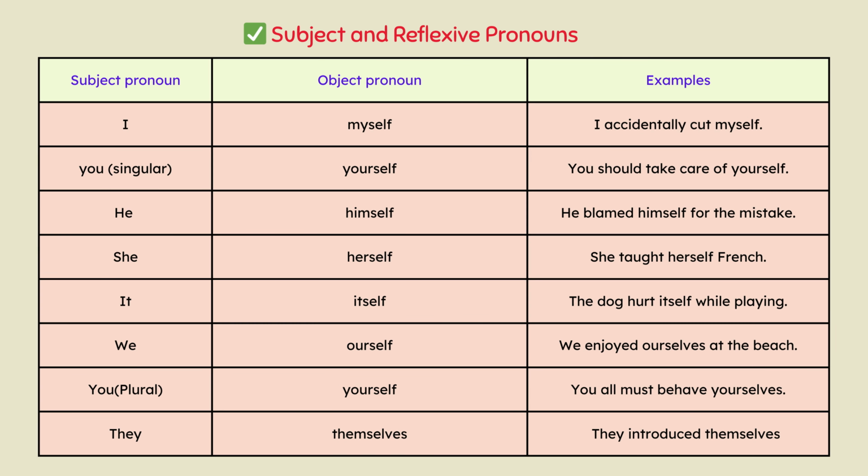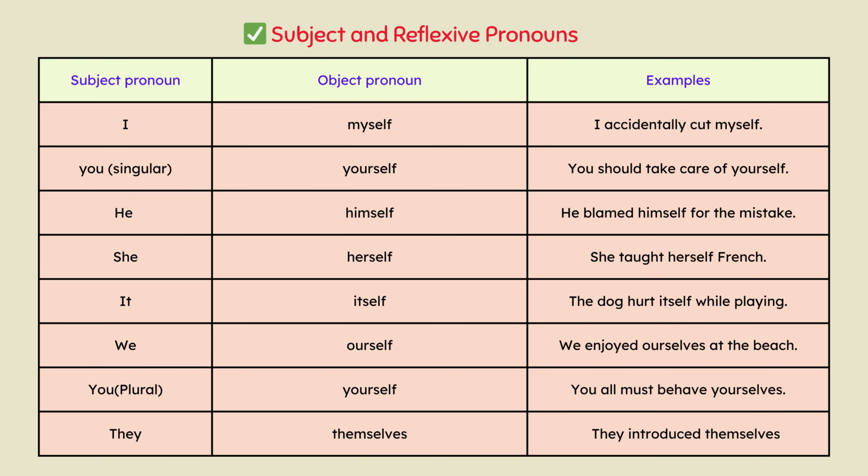Let's match subject pronouns with their correct reflexive forms. When we say I, the reflexive form is myself. I accidentally cut myself. For you, we say yourself in the singular. You should take care of yourself. For he, we use himself. He blamed himself for the mistake. She becomes herself. She taught herself French. It turns into itself. The dog hurt itself.